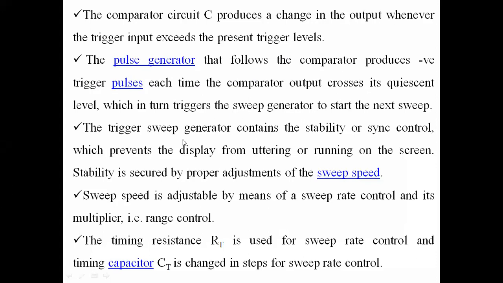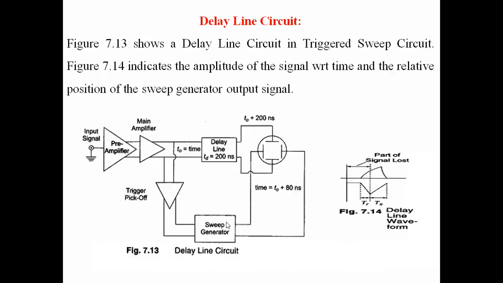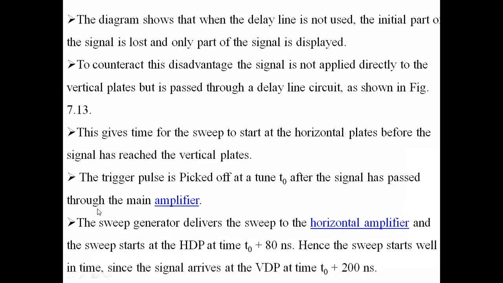So the generated output from the pulse generator triggers the sweep generator. The triggered sweep generator contains stability and synchronization control, which prevents the display from jittering and running on the screen. Stability is achieved by proper adjustment of the sweep speed. The sweep speed is this.